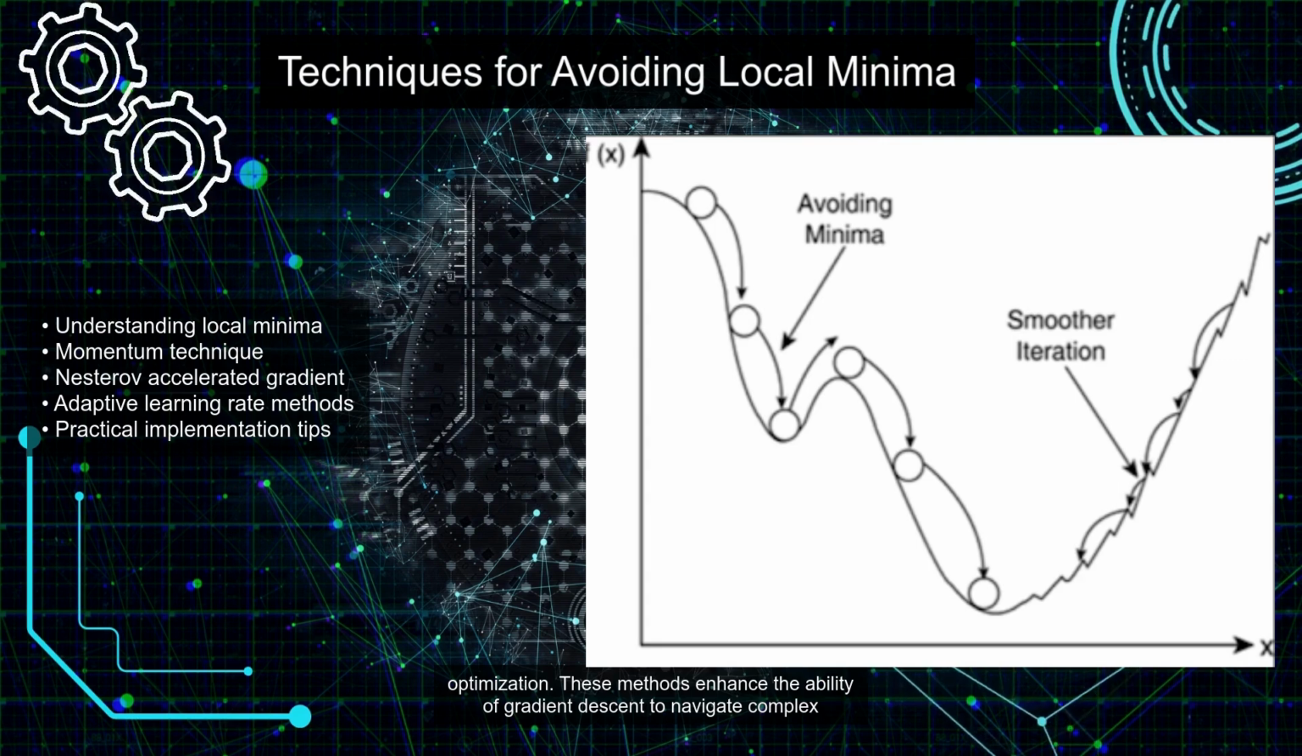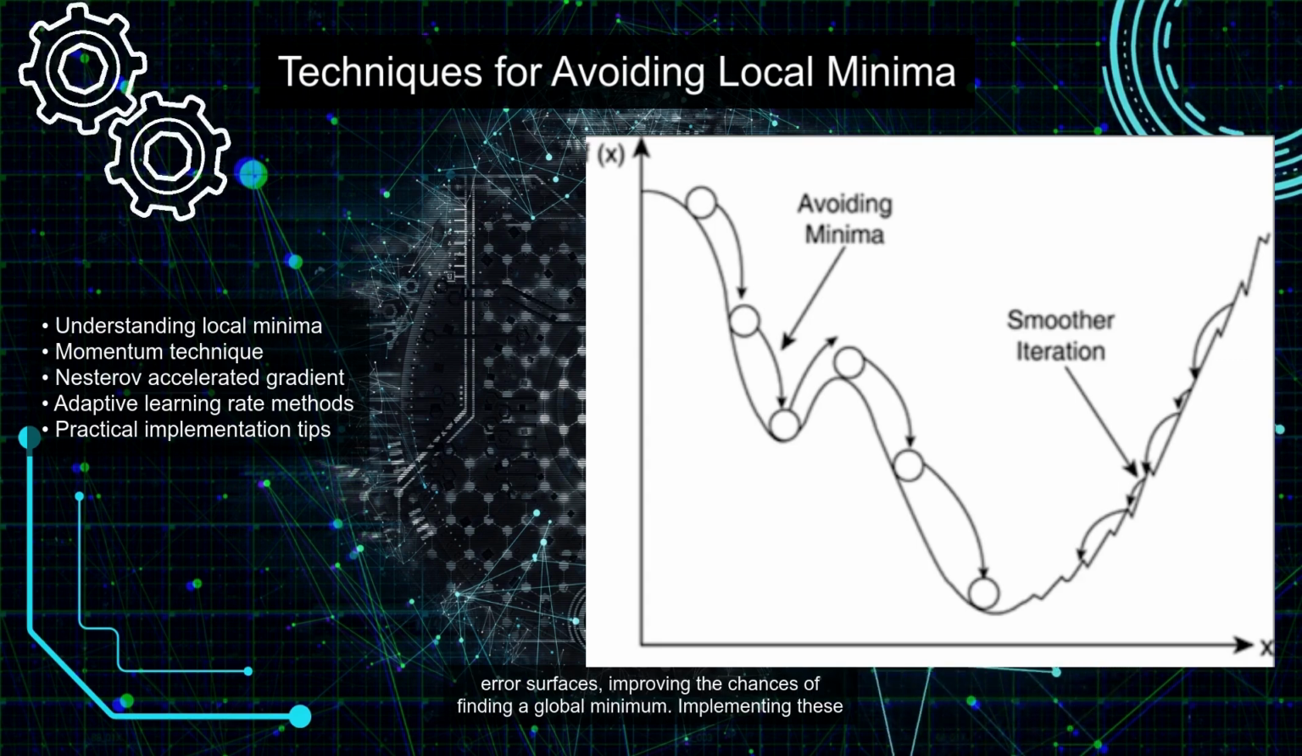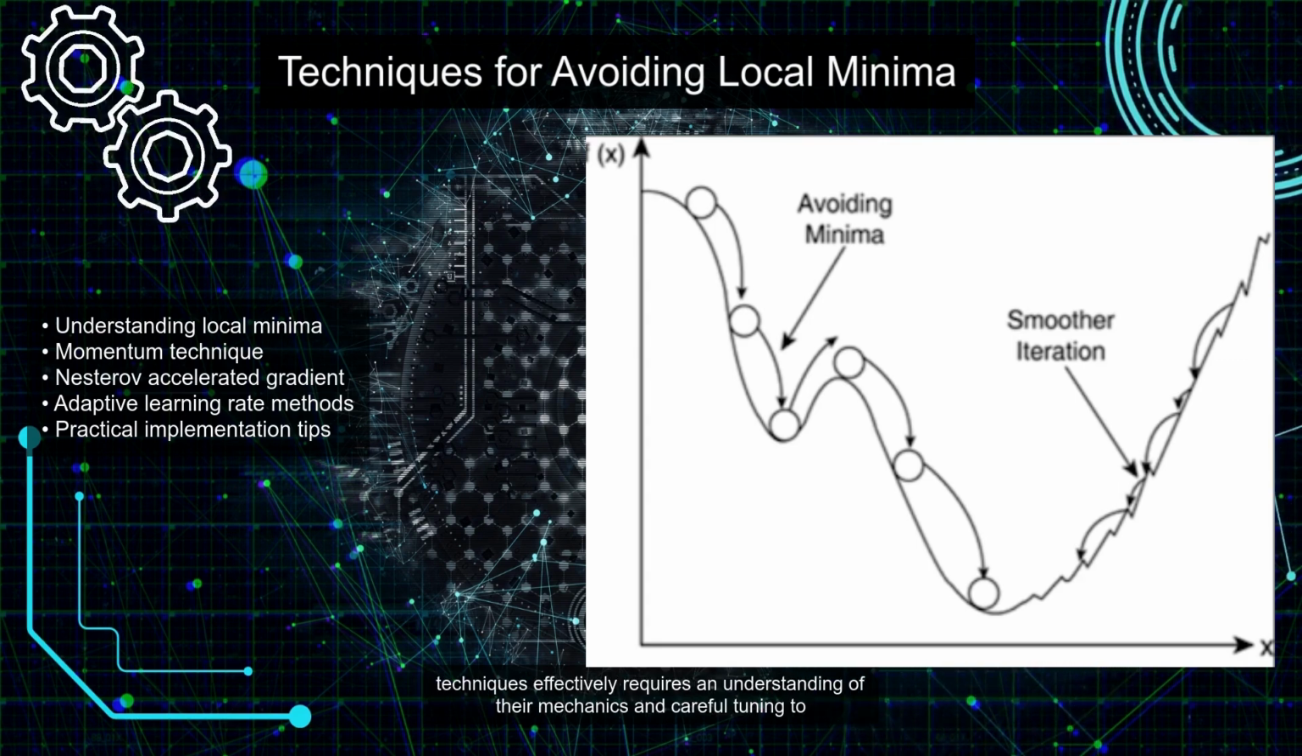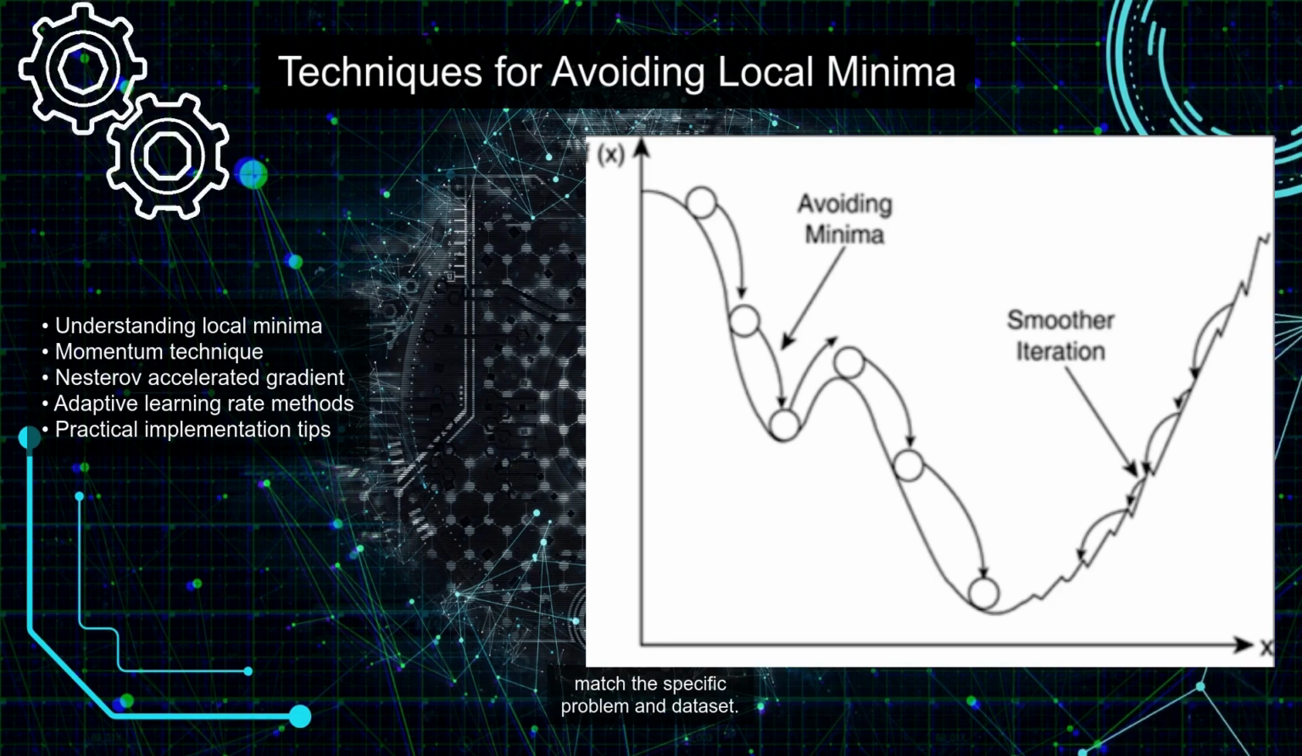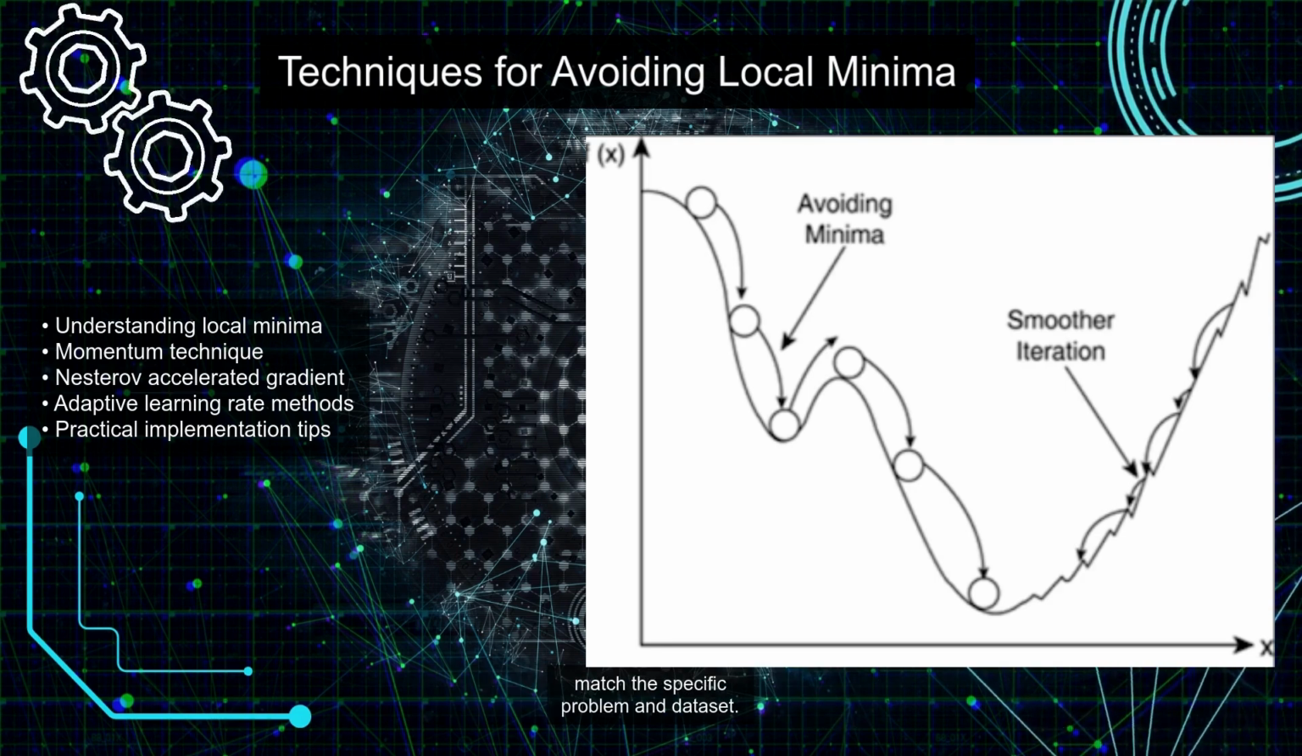These methods enhance the ability of gradient descent to navigate complex error surfaces, improving the chances of finding a global minimum. Implementing these techniques effectively requires an understanding of their mechanics and careful tuning to match the specific problem and dataset.